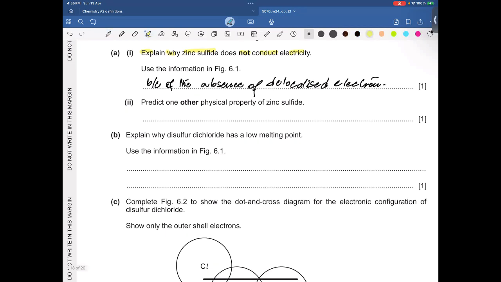Predict one other physical property of zinc sulfide. High melting and boiling point, insoluble in water. If diamond is insoluble in water, so is zinc sulfide. Or high melting point and boiling point?